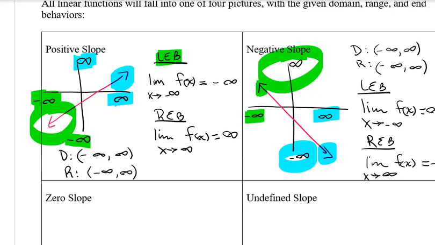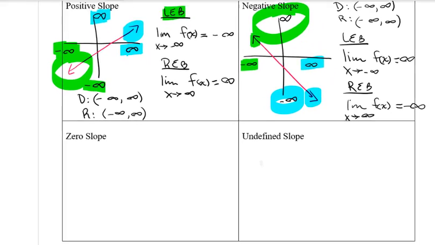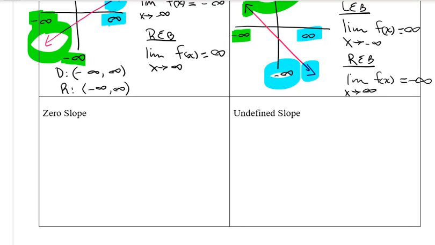All right, so those are the first two. We've got a positive slope and a negative slope. Now, zero slope and undefined slope are going to be a little bit different, and you'll see because of the way those pictures look. So let's just go ahead and sketch that out.